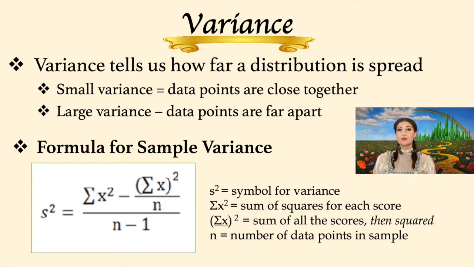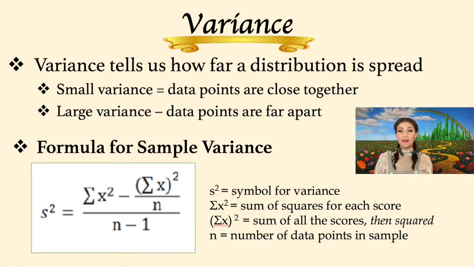The second part says we're going to add up the total of the x column of the scores and then square it. And also, we're not quite finished with that section. Once we square it, we have to divide it by n, the total number of data points in our sample. So you kind of have a tricky numerator that also has a denominator in it.